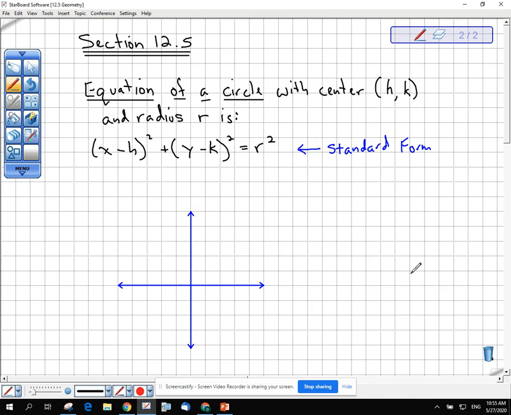Now here's a question. What does this remind you of? Something squared plus something else squared equals a third thing squared. It should remind you of the Pythagorean theorem, a squared plus b squared equals c squared. Let me give you a quick explanation as to why that is. This is, in fact, the Pythagorean theorem. That's where this comes from.